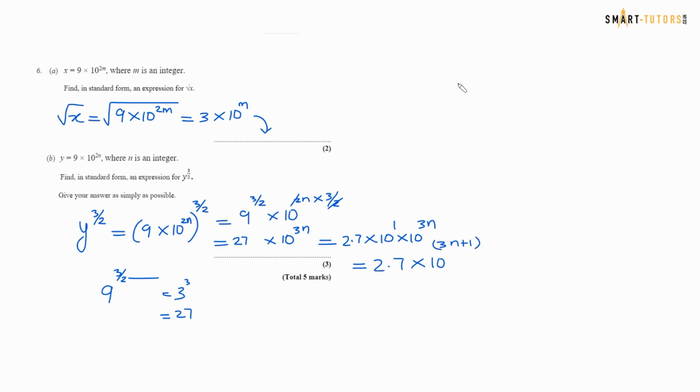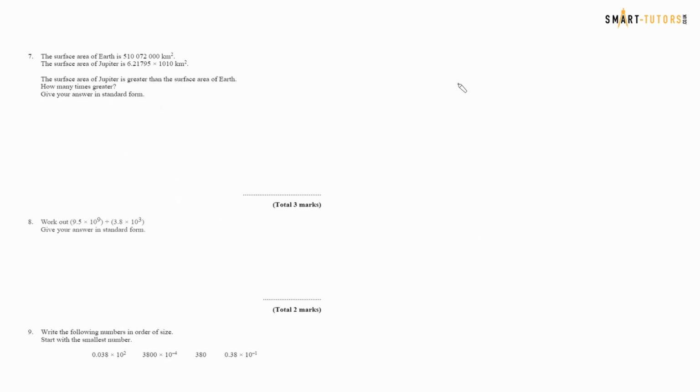That is the question number 6. Question number 7. The surface area of Earth is 510,072,000 kilometer square. The surface area of Jupiter is given, with a small printing mistake here, as 10 to the power 10 kilometer squared. The surface area of Jupiter is greater than the surface area of the Earth.